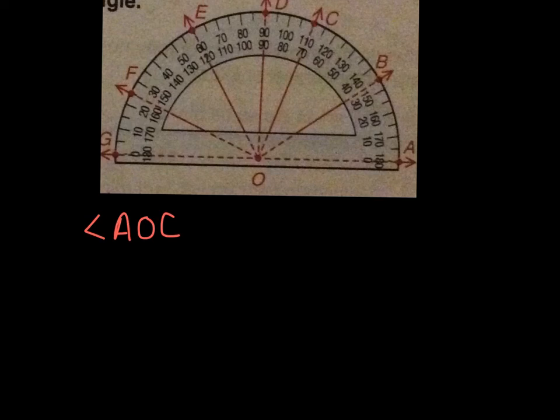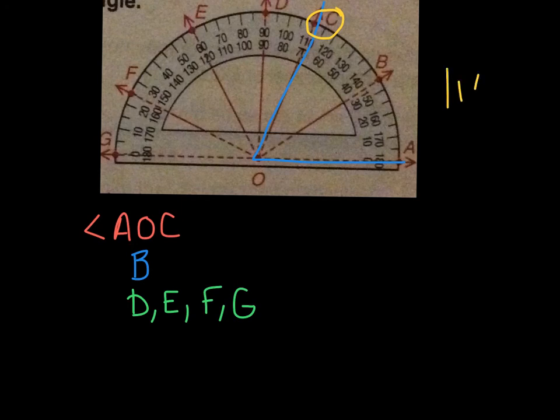All right, here I have angle AOC. The only point that's on the interior would be B. The exterior points would be D, E, F, and G. Now I need to find the degrees of that angle. So I look right here at C, and I see that it's going through 110, and it's going through 70 degrees. I see that that's an acute angle, so it's the smaller one. 70 degrees would be the measurement of that angle.